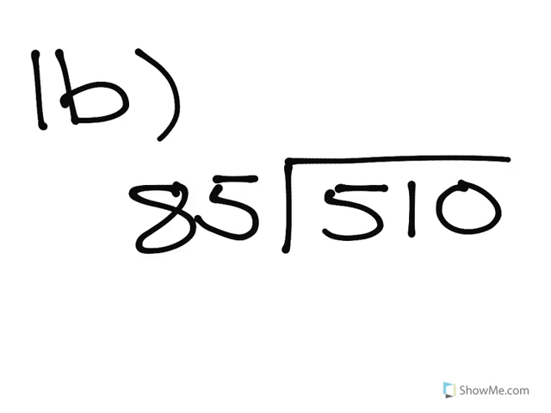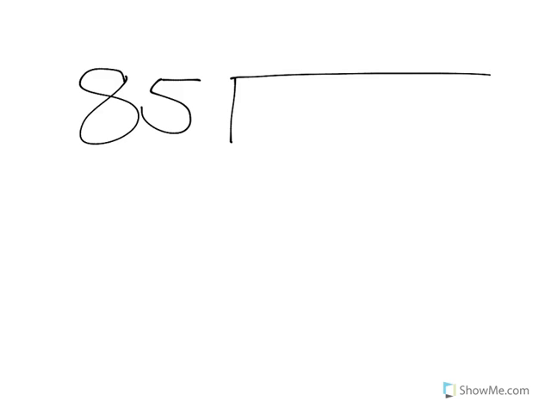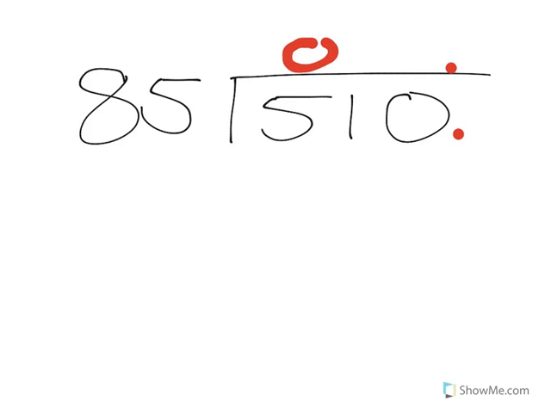So one of the first things that I always like to do is put my decimal there so that I don't forget it. Okay? So I'm going to do this on the next slide. Now the first thing that I always do is I want to look at my first number, my divisor, and see if it's going to go into 5. Does 85 go into 5? The answer is no, so I like to put a 0 as a placeholder up there.